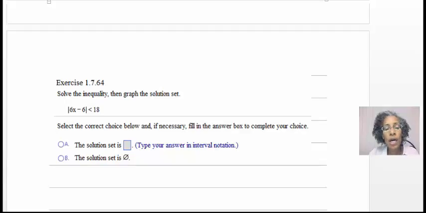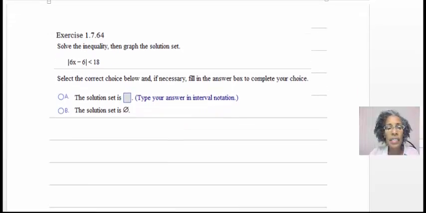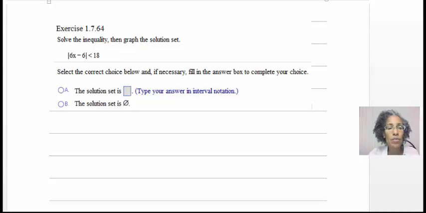Let's take a look at solving an inequality that involves absolute value. So here we want to solve the absolute value of 6x minus 6 less than 18. And what we have to realize with a problem like this is that an inequality that involves absolute value that meets a certain format is actually a compound inequality.